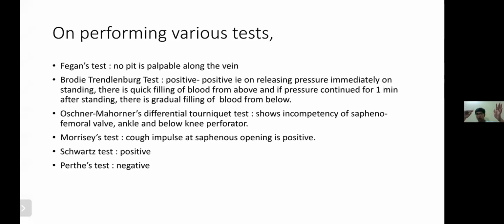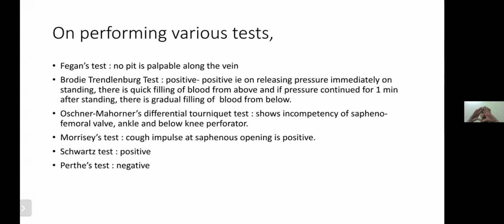You first milk out the veins, obviously, and then you tie the tourniquets. You release the tourniquet above it. If you see the blood flowing from above downwards between those 2 tourniquets, then obviously the perforator above it is incompetent. If not, it is not. That's a simpler manner to understand it.